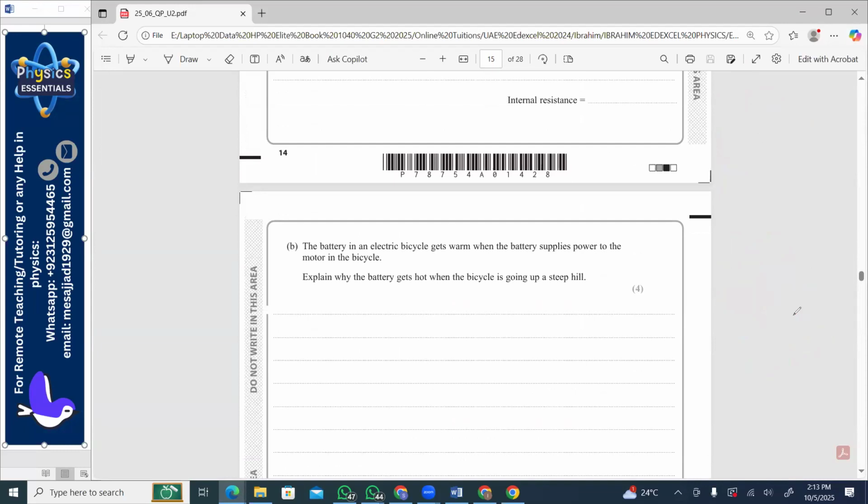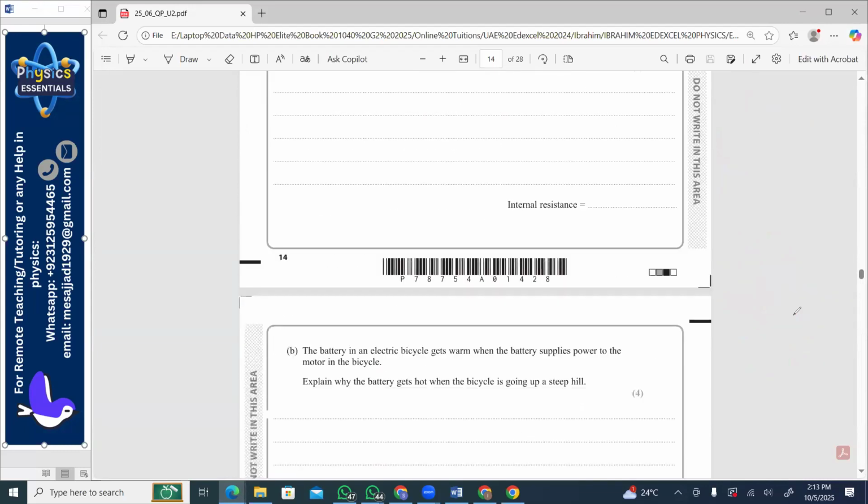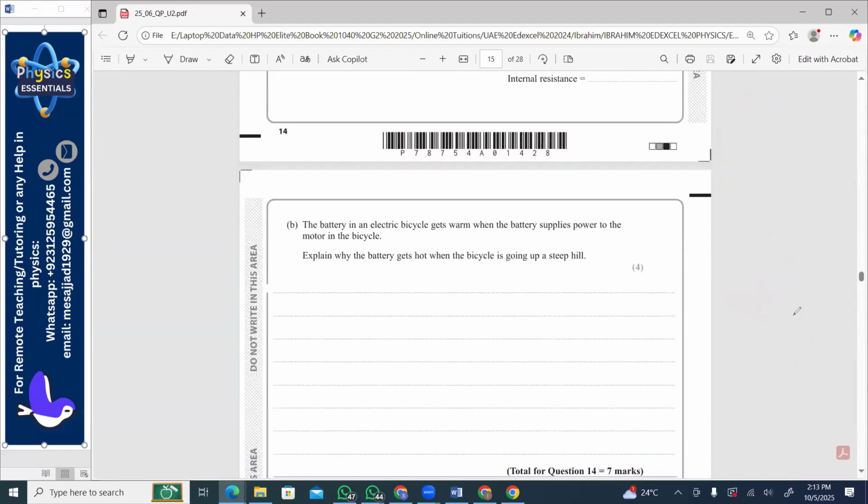Okay. The battery in an electric bicycle gets warm when the battery supplies power to the motor in the bicycle. Explain why the battery gets hot when the bicycle is going up a steep hill.